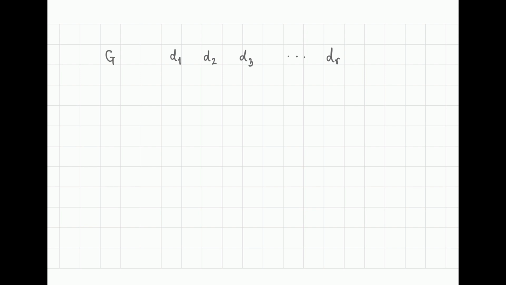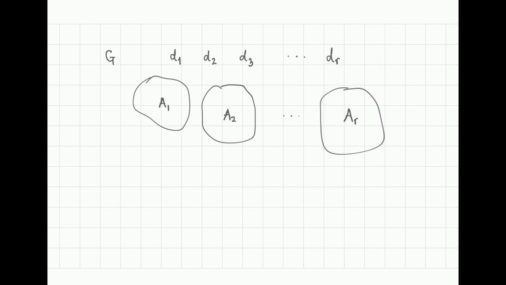Just make a list of all the degrees that you see, and let's group the vertices of G by their degree, right? So I'm going to say A1 consists of all the vertices of G that have degree D1, A2 consists of all the vertices that have degree D2, and so on all the way up to AR. Okay, since these are all the degrees that we saw in the graph G, this is a partition of the entire vertex set of G into R many parts.